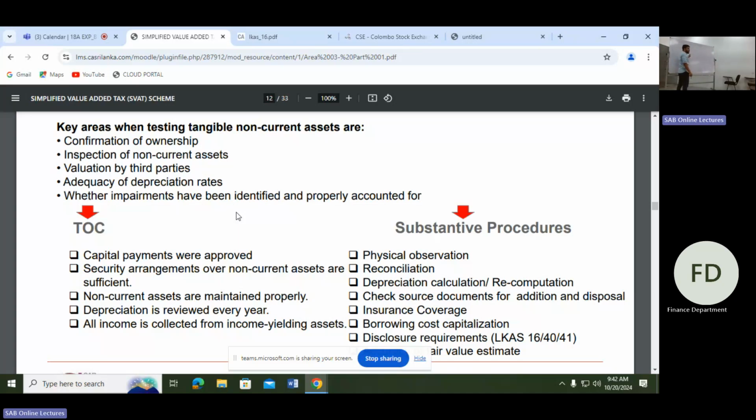If you have done the TOC, you are doing less substantive procedures because you are relying on the control system, control operation. What's the reason for reducing substantive procedures? The reason should be few. What's the reason?